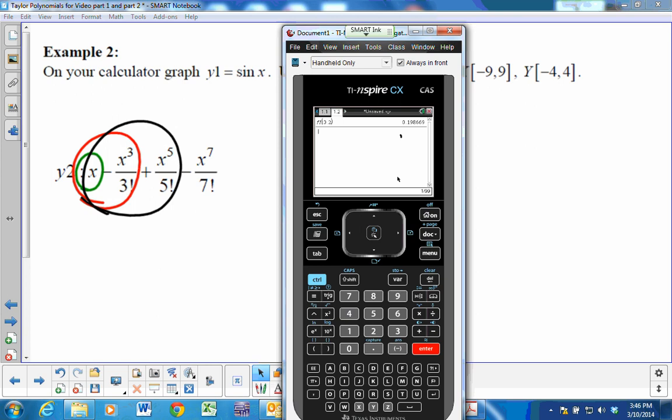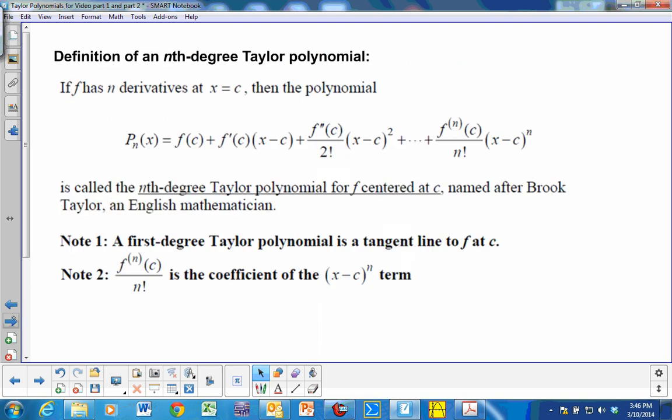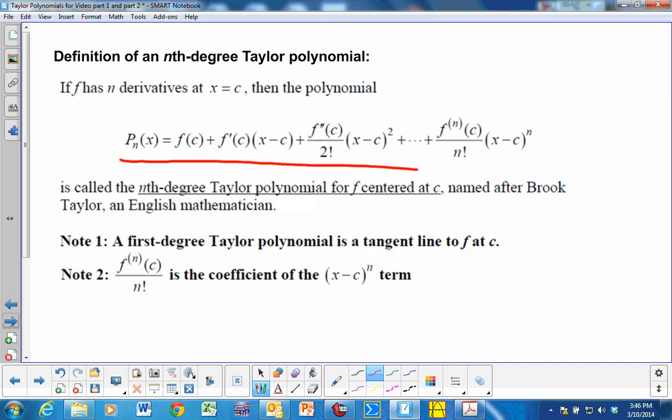So that's what we're going to be working on, is getting toward that. So let's go ahead and talk about what a Taylor polynomial is, or what we're talking about here. An nth degree Taylor polynomial means that we have this polynomial, and when you look at it, it looks really scary as you look at this formula and you think, oh my gosh.